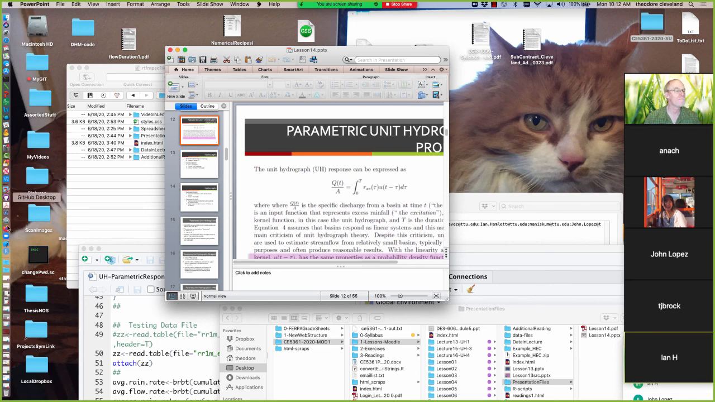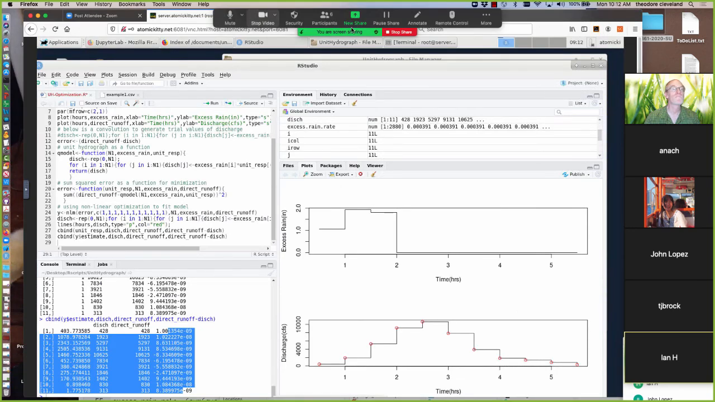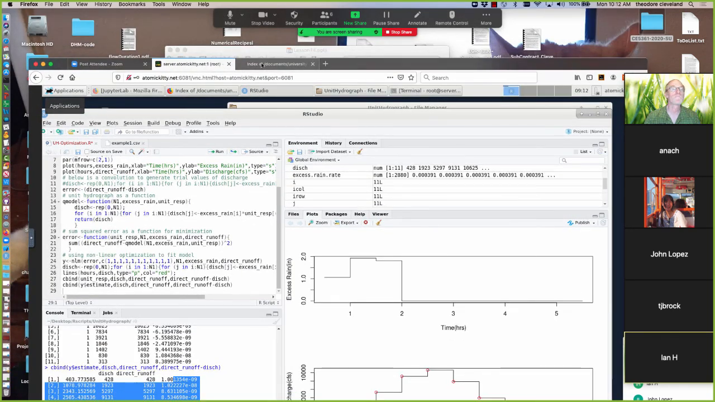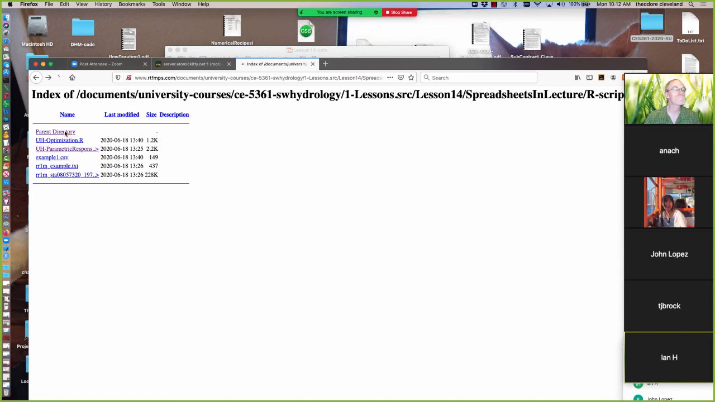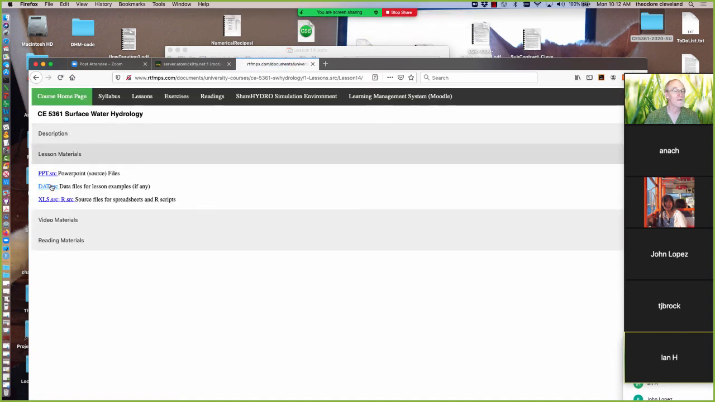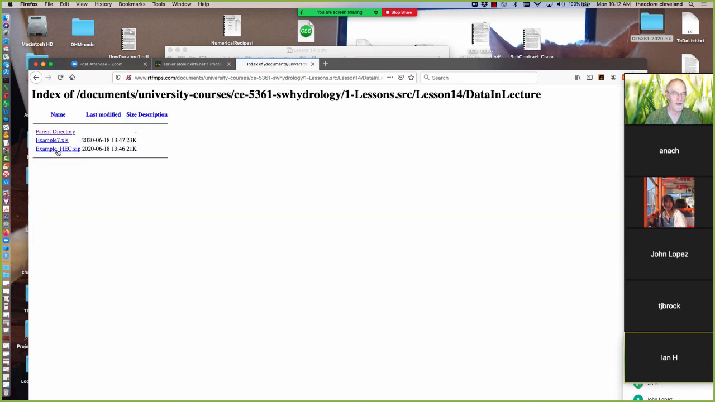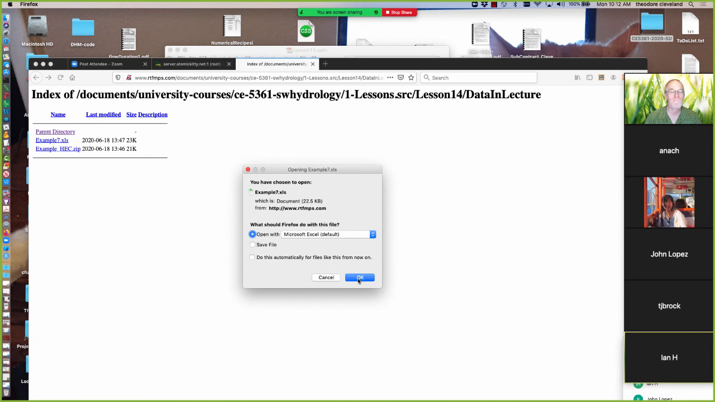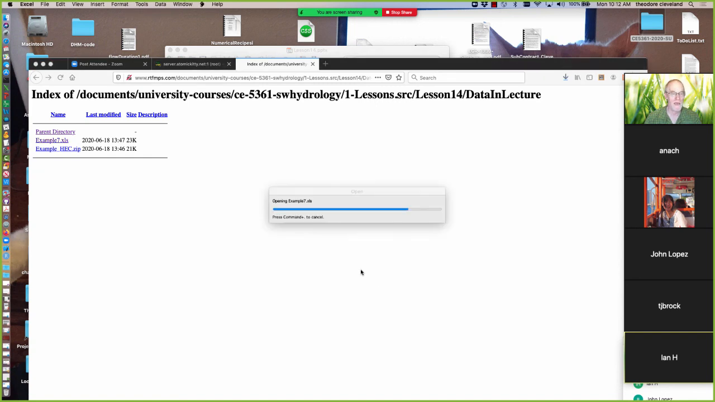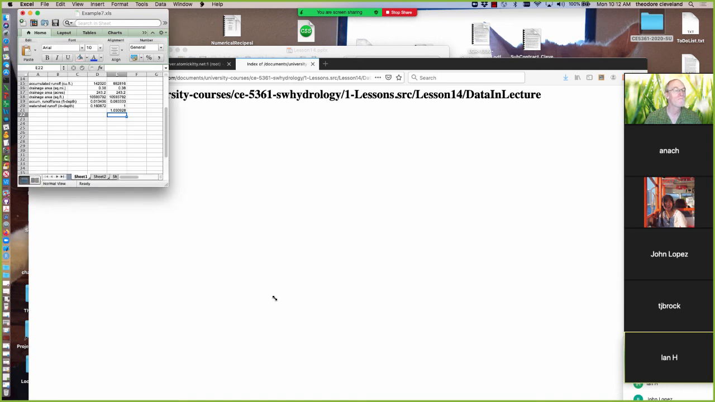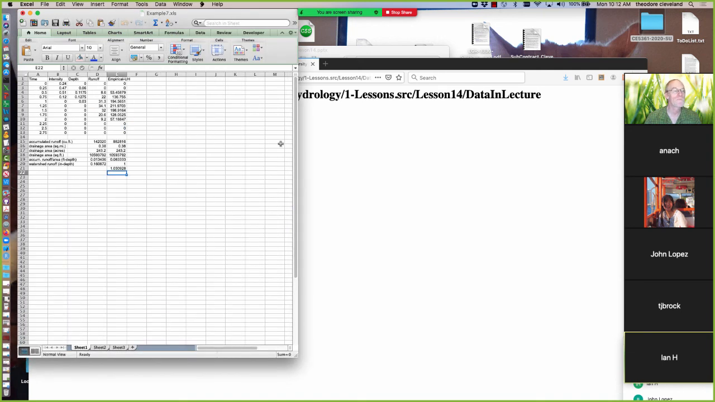In lesson materials, data, so this zip file is exactly that example that I just went through in the PowerPoint. And I want to make sure that I'm giving you correct information. Yeah, so that's exactly the example that's in the PowerPoint.